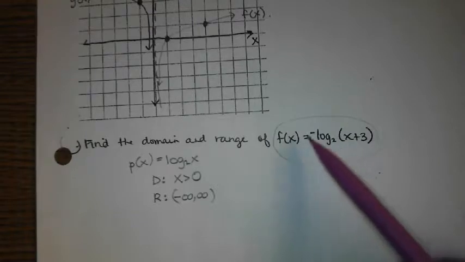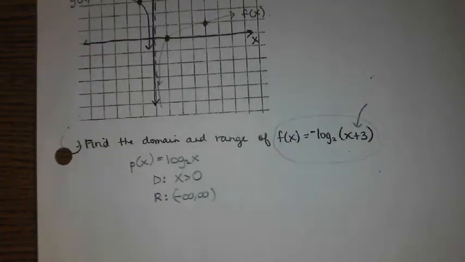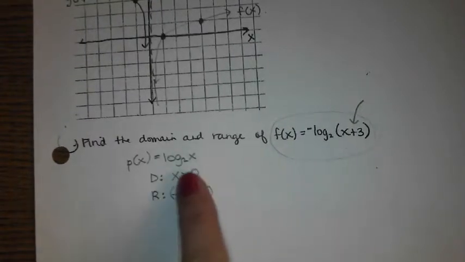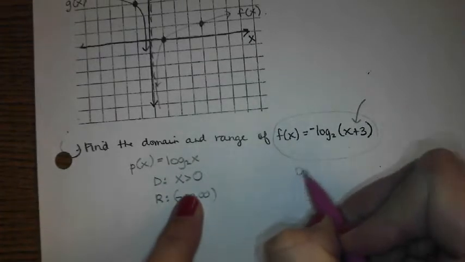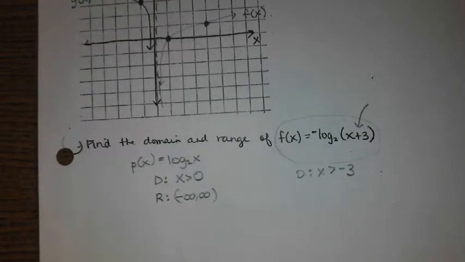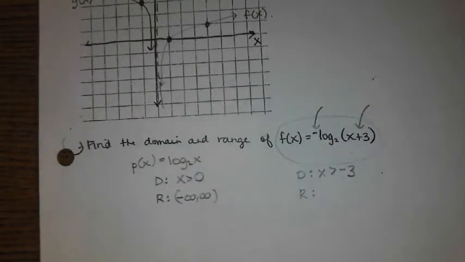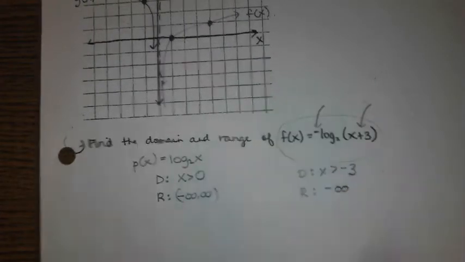So on the transformations, we've got something happening horizontally, which is going to change what? The domain or the range when we shift horizontally? Domain. So we're shifting this left 3. So our domain is going to be moved left 3, so our domain is going to be x is greater than negative 3. And our range, the vertical movement was a vertical reflection. If you reflect from negative infinity to infinity, you're still going to have negative infinity to infinity. So our range will not have changed.